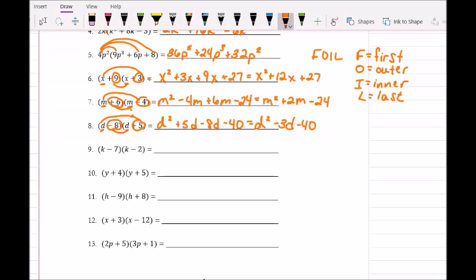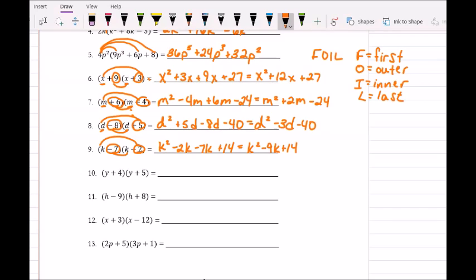Okay, moving on, and maybe at this point you want to pause and try a few because we've done some. Maybe you want to see if you have the hang of it. Okay, k times k would be k squared. Outer is negative 2k. Inner is negative 7k. And last, negative 7 times negative 2 is positive 14. And now go back and combine: k squared minus 9k plus 14.